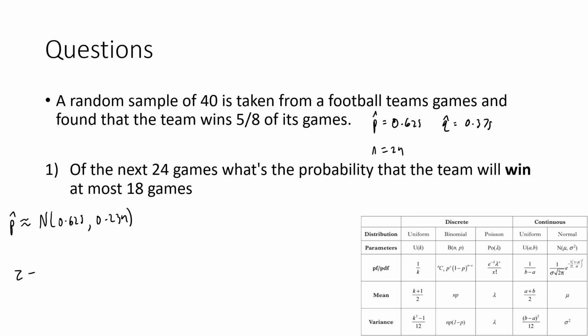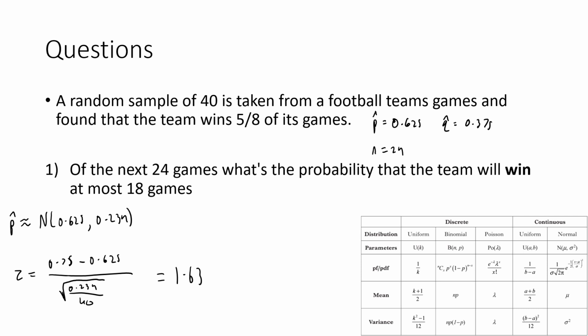So z is equal to 18 over 24, which is 0.75, minus the supposed mean, which is 0.625, over the standard error, which is the root of the variance, 0.234, over the root of the size of the sample, which is 40. And that gives us a z value of 1.63.